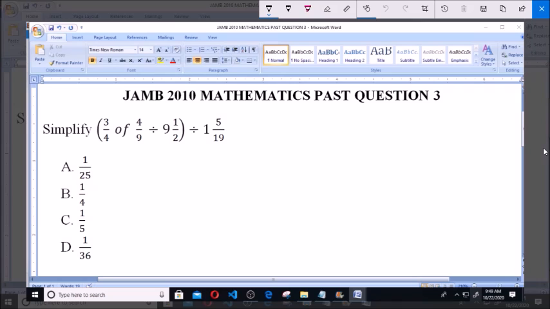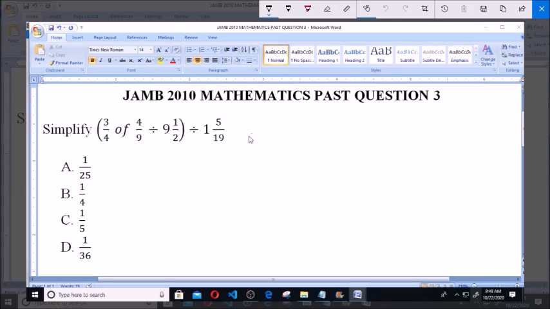I will be answering JAMB 2010 Mathematics Past Question 3. Simplify in brackets 3 over 4 of 4 over 9 divided by 9 whole number 1 over 2, close bracket, then divided by 1 whole number 5 over 19. Options given are A 1 over 25, B 1 over 4, C 1 over 5, D 1 over 36.